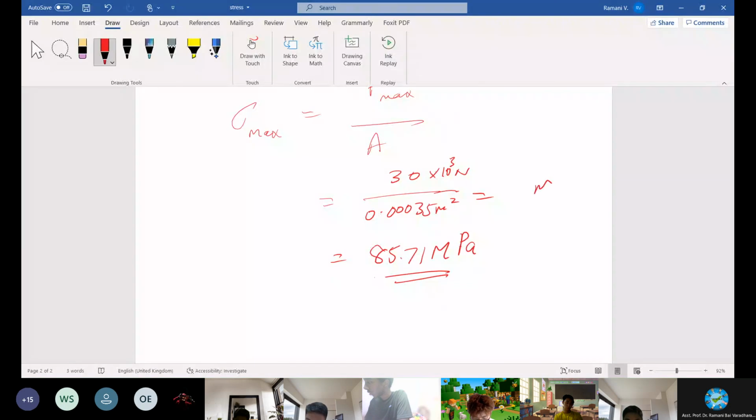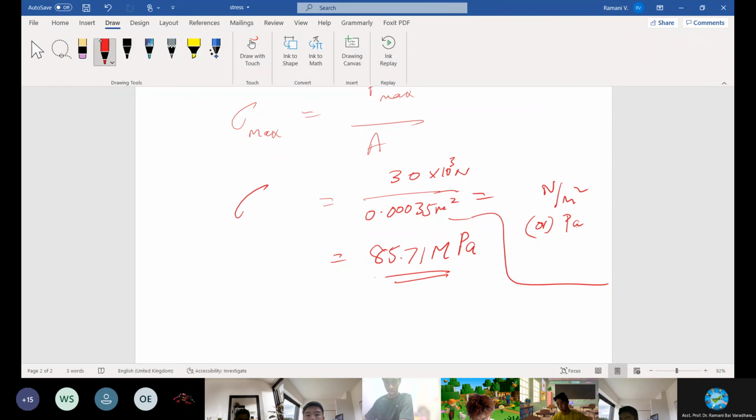You will get it in Newton per meter square, which is Pascal, right? In terms of Pascal, you can write down the value. Later, you change it to 10 power 6. Remove the 10 power 6, you put megapascal. You will end up with Newton per meter square or pascals, and later you change to megapascal. Are you getting this answer?